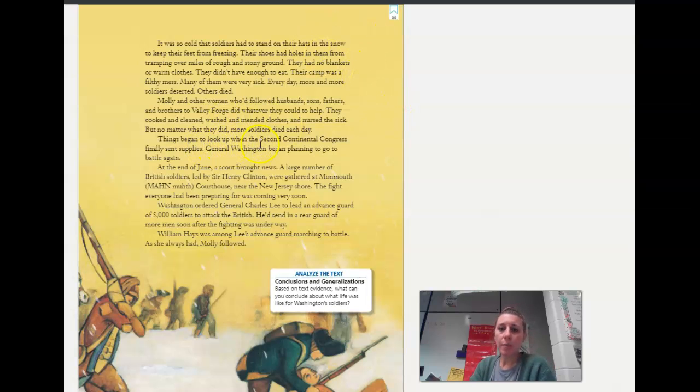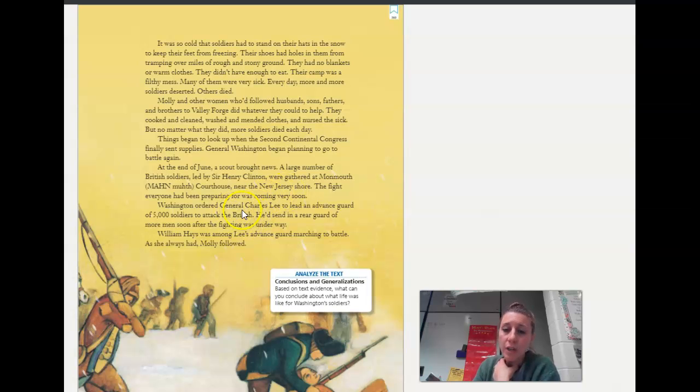Things began to look up when the Second Continental Congress finally sent supplies. George Washington began planning to go to battle again. At the end of June, a scout brought news. A large number of British soldiers, led by Sir Henry Clinton, were gathered at Monmouth Courthouse near the New Jersey shore. The fight everyone had been preparing for was coming very soon.